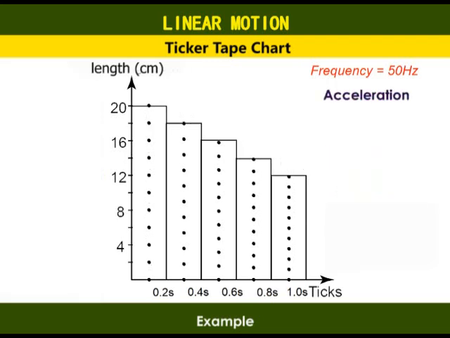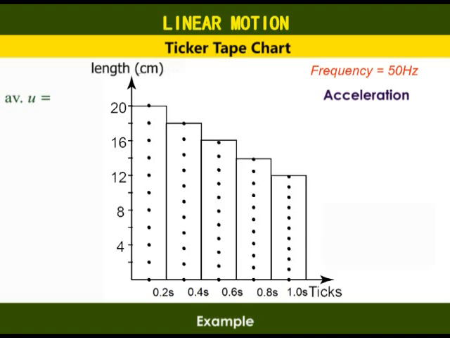Next, we move on to find the acceleration of the motion. To calculate the acceleration, we need the initial velocity, final velocity, and the time interval between the two velocities. The first strip represents the initial velocity u, and the last strip represents the final velocity v. To calculate the initial velocity, we calculate the average velocity for the first strip.